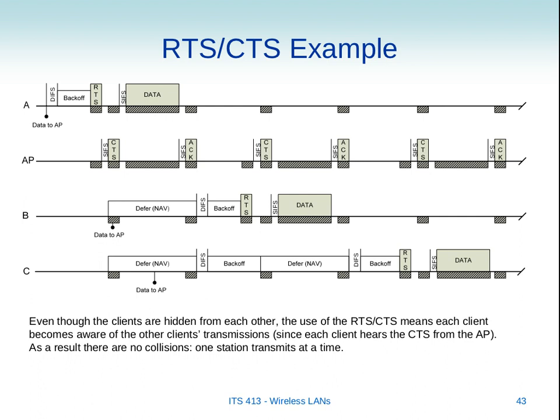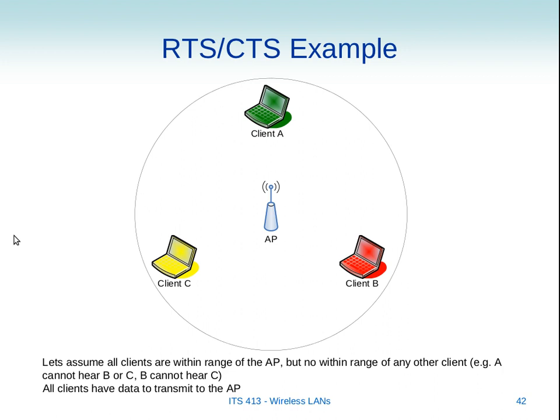The idea is that even though A and B cannot hear each other, if A sends a request to send to the access point, and the access point sends back a clear to send, B will hear the clear to send, because B is within range. It will not hear the request to send, but B will hear the clear to send that comes back. And once it hears that, it knows someone else is about to send. And then it can defer. So next week we'll go through this RTS-CTS mechanism and show on a detailed example how that works.